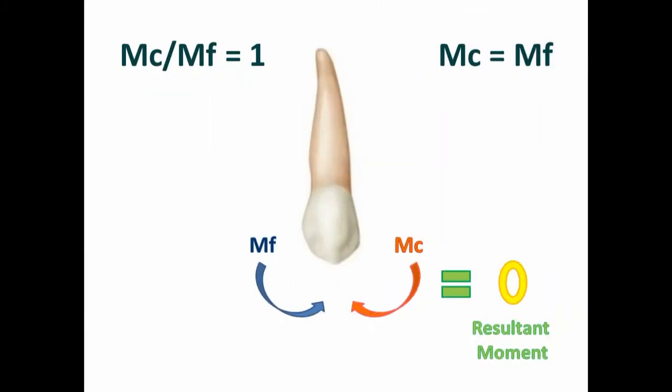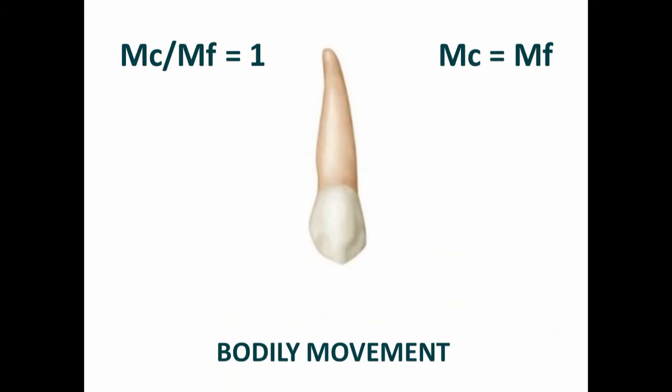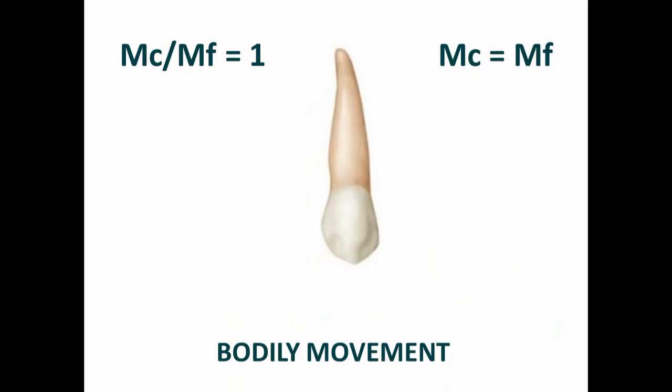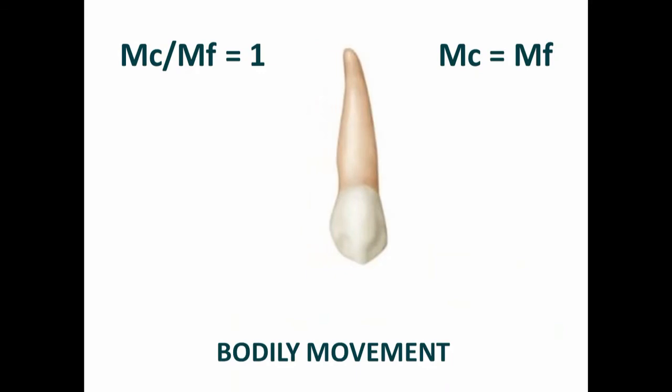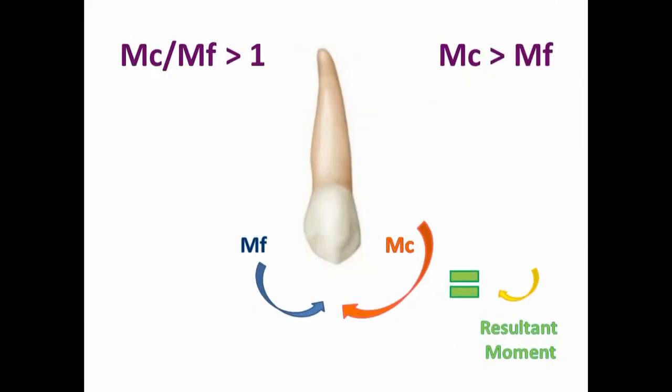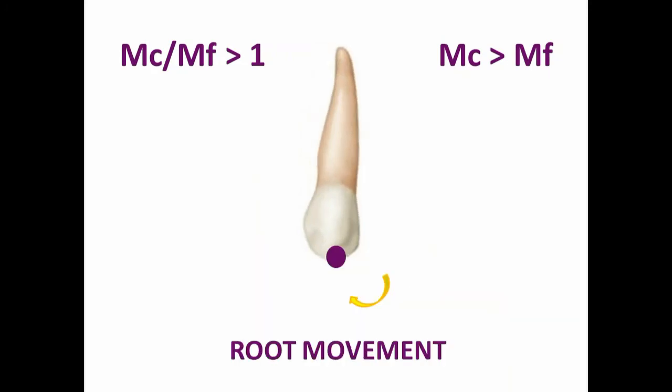Furthermore, the ratio of moment of couple to moment of force is equal to 1, which means moment of force is equal to moment of couple. Hence, there is no resultant moment, leading to bodily tooth movement. And lastly, the ratio of moment of couple to moment of force is more than 1, which means moment of couple is greater than moment of force. Due to the resultant moment, root movement takes place.